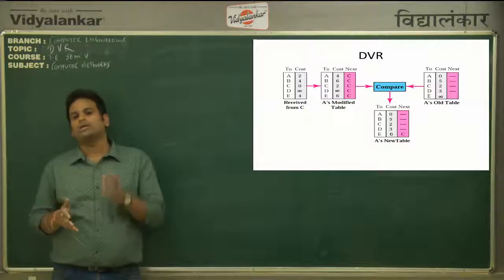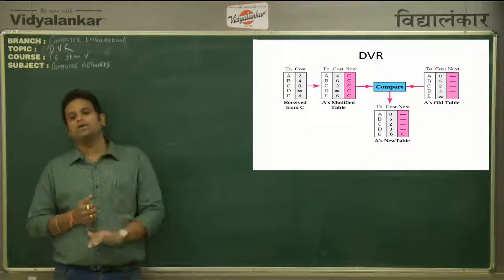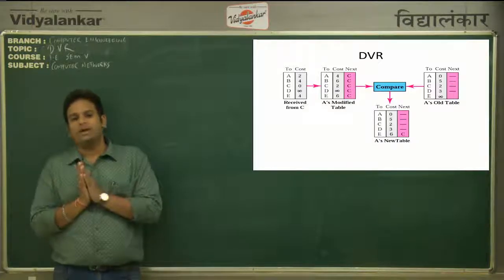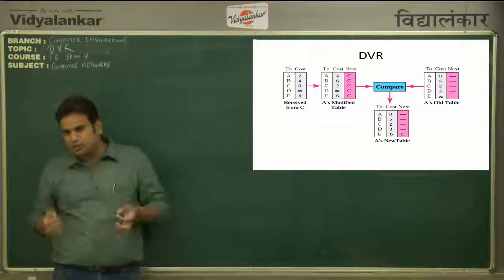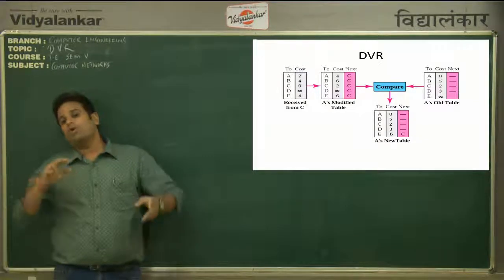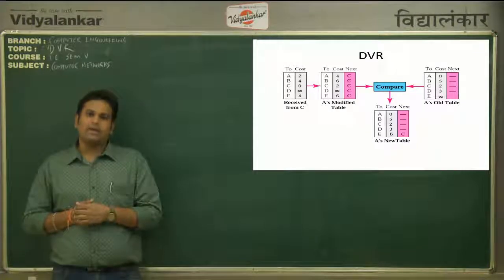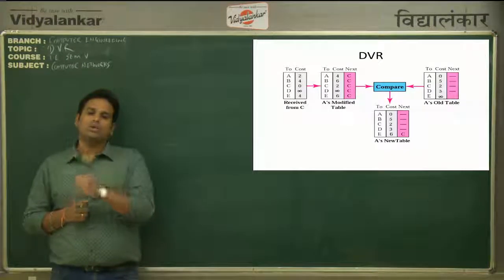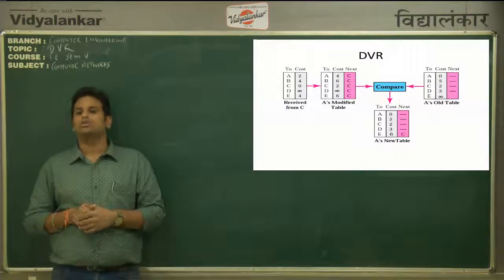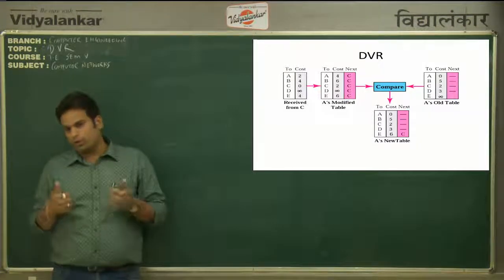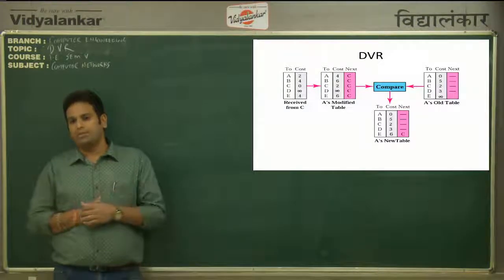Now what you need to do is compare A's modified table with A's old table and create a new table. The comparison goes in this manner. You need to select the entry with the least cost. If the cost is exactly same, so for example, in A's old table, to reach to C cost is 2. In A's modified table, to reach to C the cost is 2. Then what you need to do is you need to consider the entry from the old table.